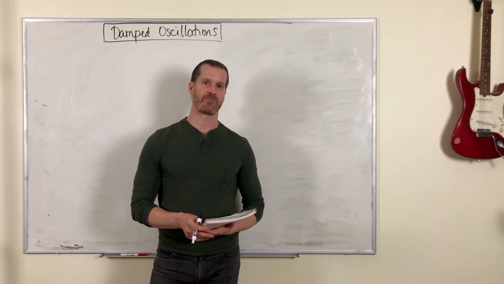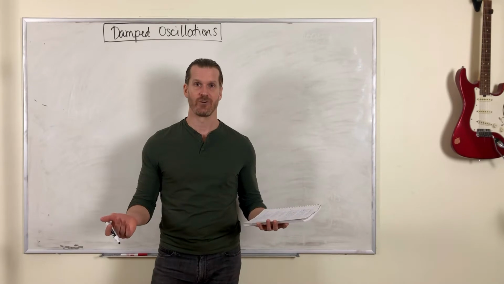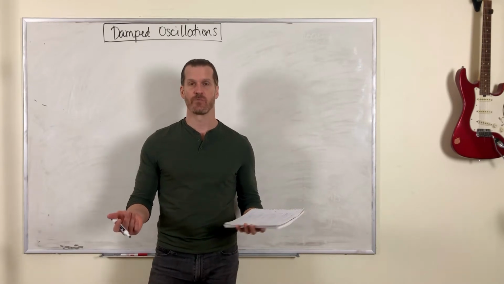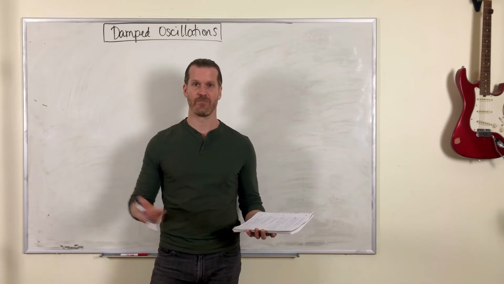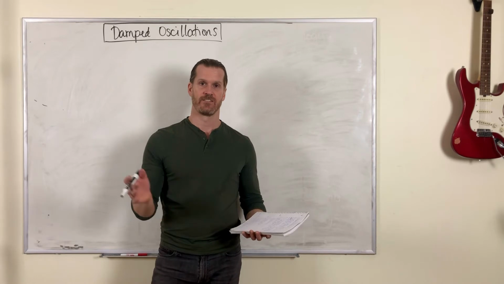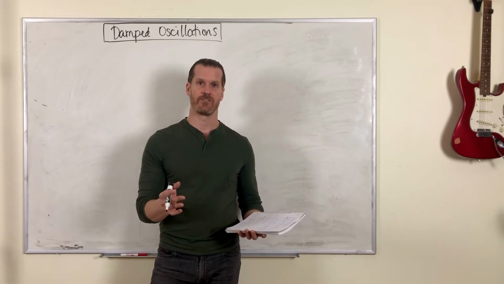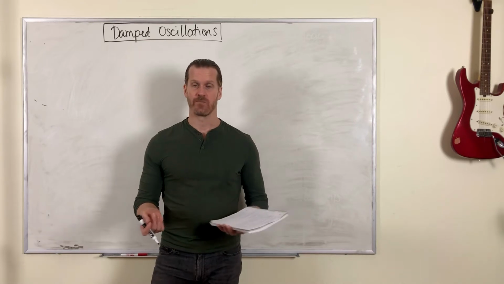So far in this chapter, we've been talking about oscillations as if they go on forever. But in real life, friction exists, and a system that's oscillating back and forth will eventually decrease in amplitude and finally come to a stop. This is known as damping.